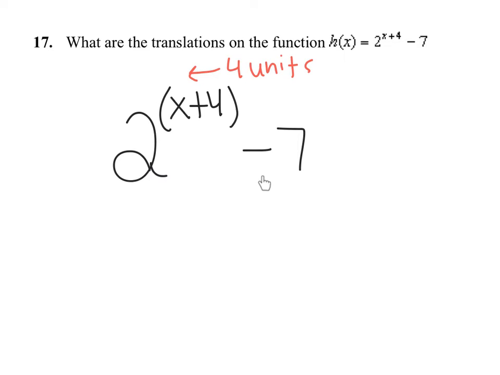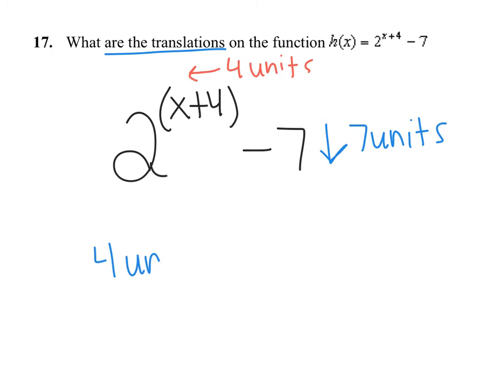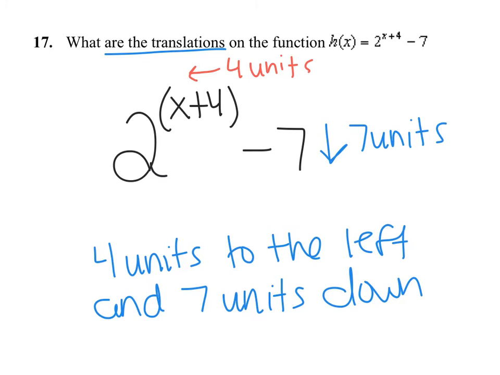This negative 7 is on the outside. It's kind of detached from the function, so this is going to be a shift down 7 units. So what are the translations? The translations are 4 units to the left, and then 7 units down. Okay, let's go to the next one.